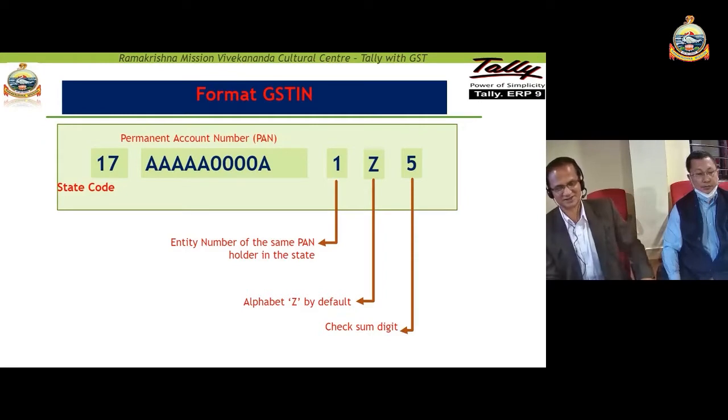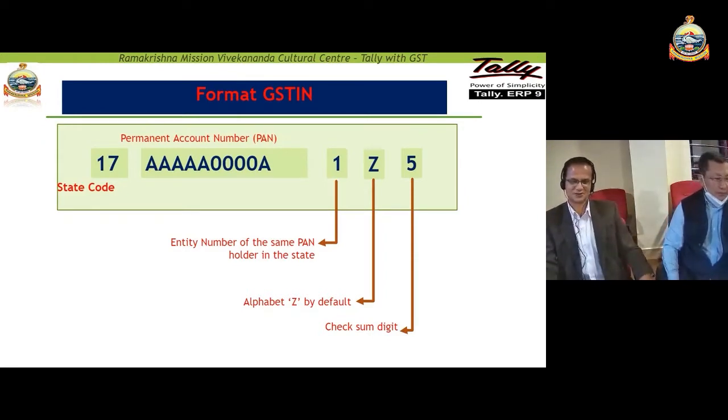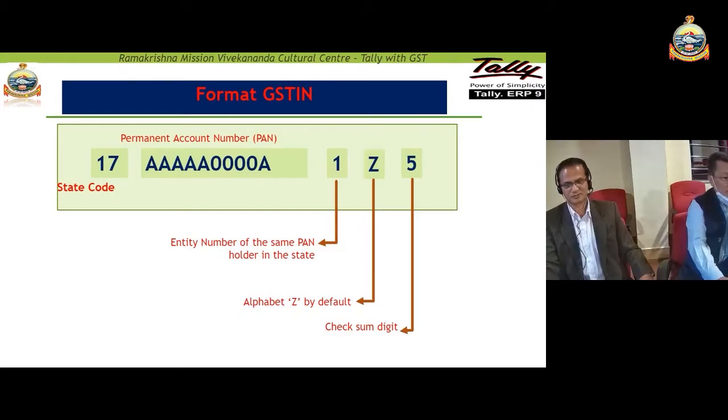You can just forget the rest, just remember that the first two digits represent the state code, and in between those 10 digits are nothing but the PAN number of the company, the PAN number of the person, the PAN number of the taxable person.